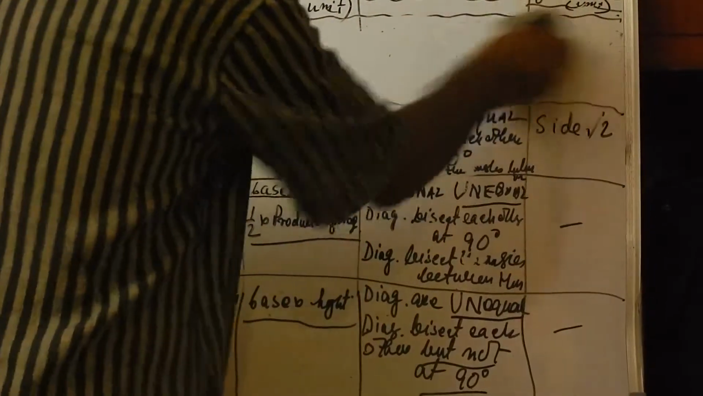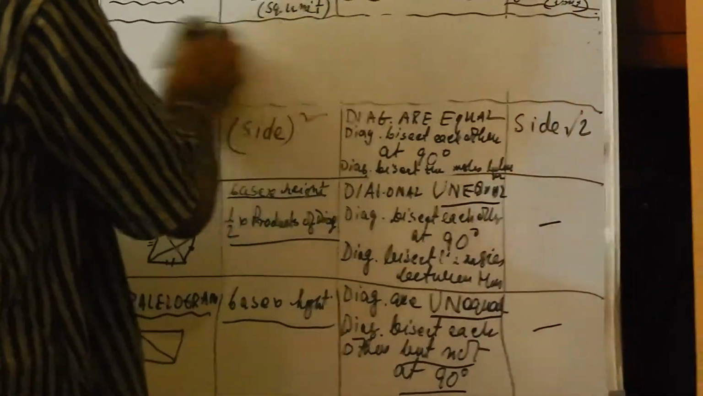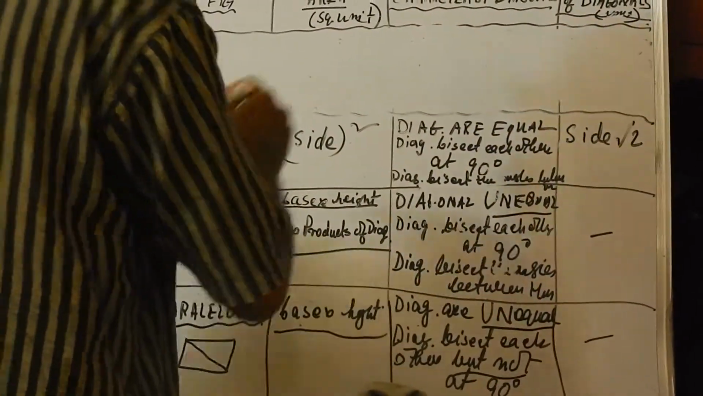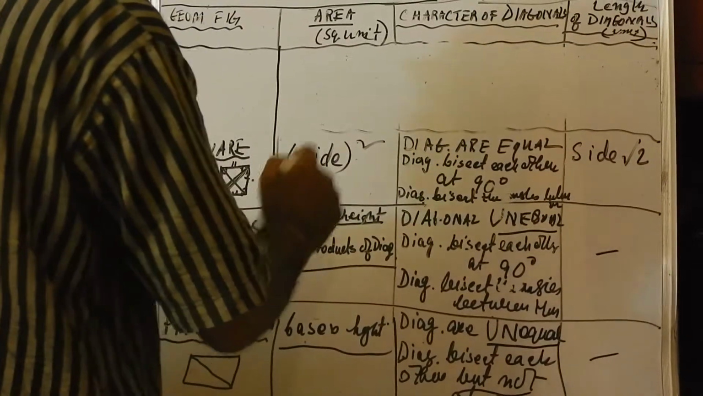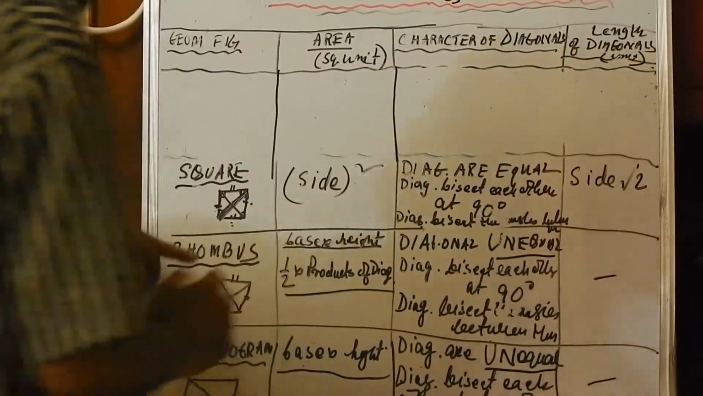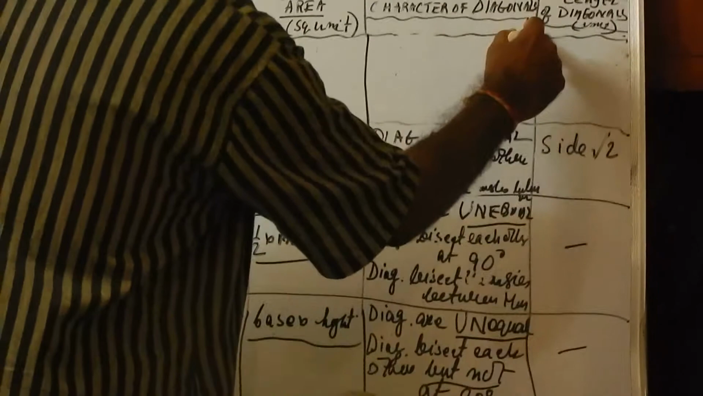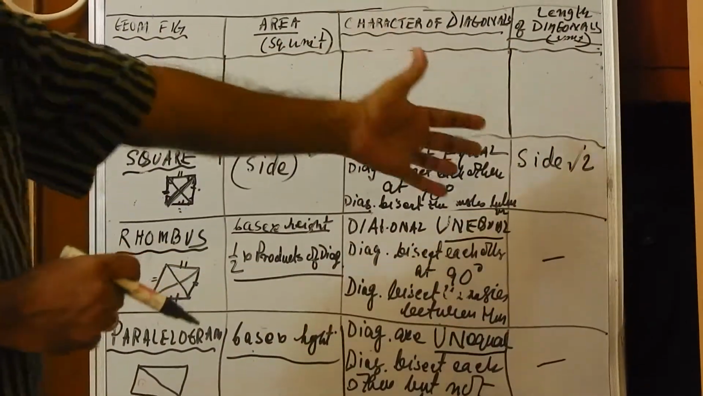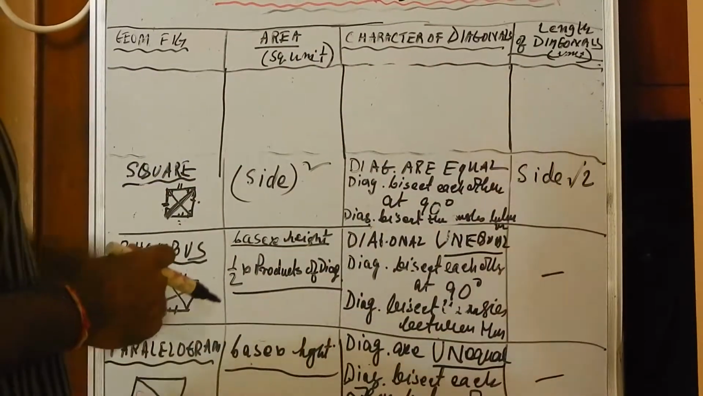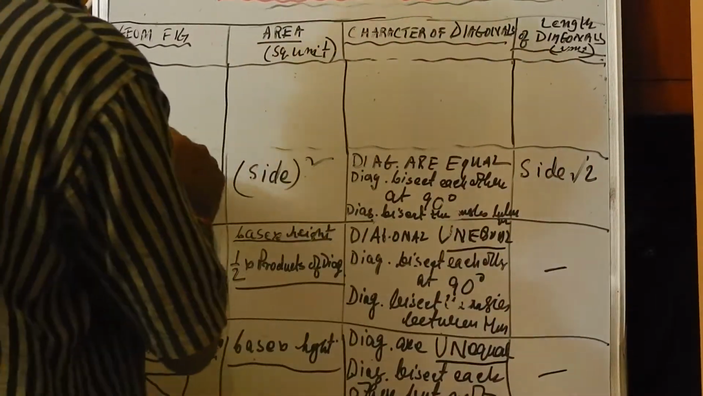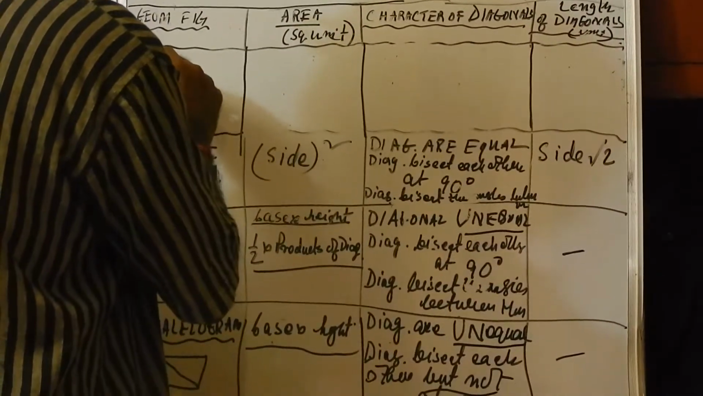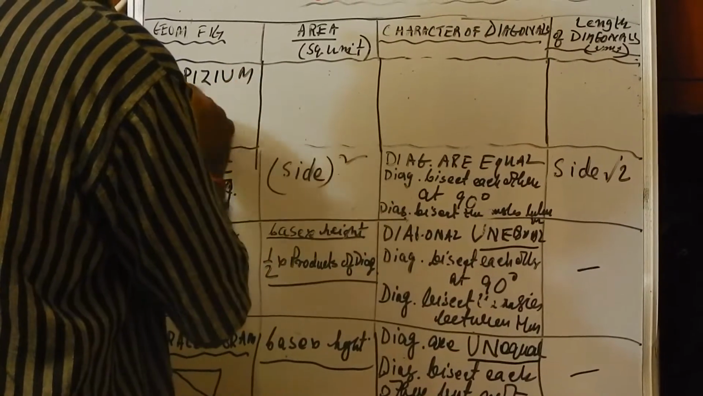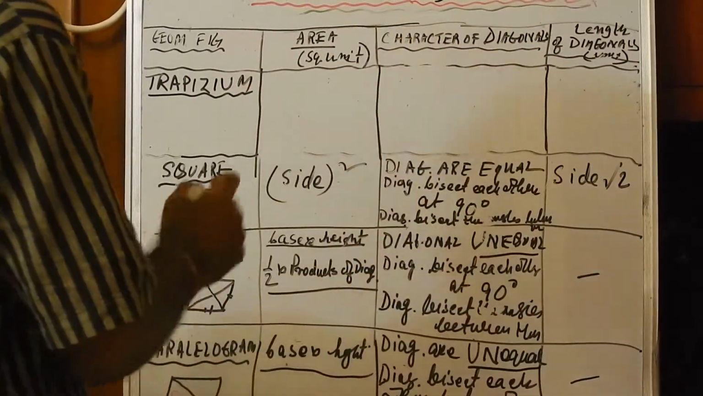Now we come to the last quadrilateral, that is the trapezium. We have covered rectangles, squares, rhombus and parallelograms and all of their characteristics of diagonals, length of diagonals, whichever applies, and the area of the figures. Now the left one is the trapezium.